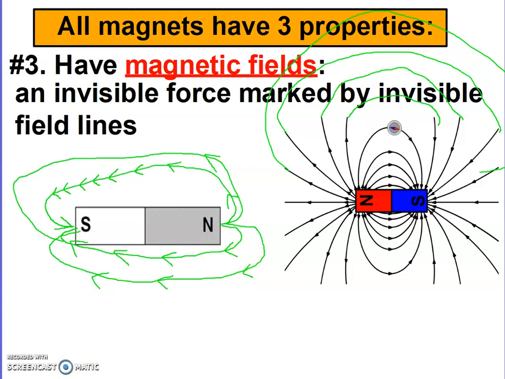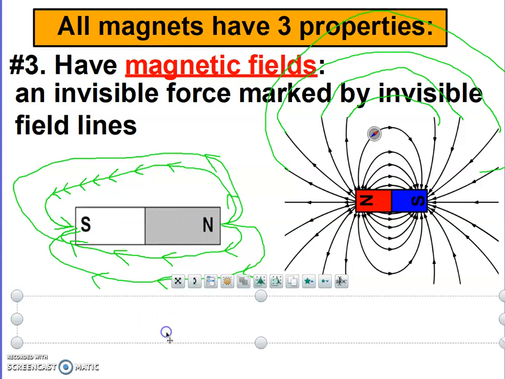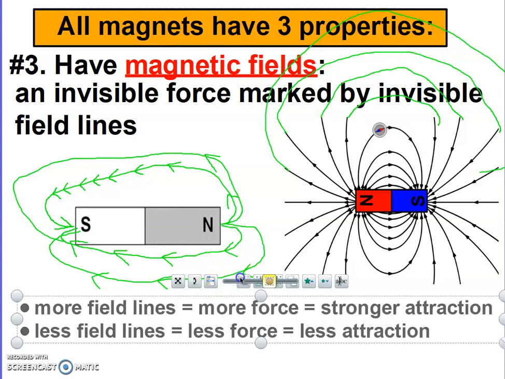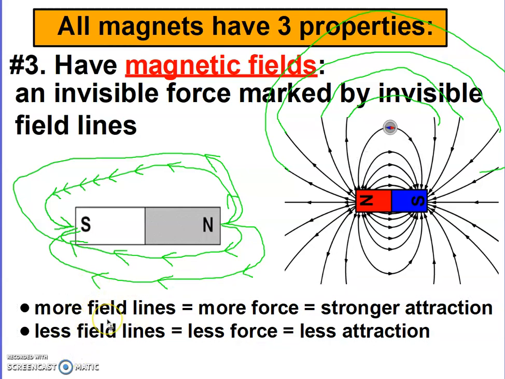Now, the very last thing on this particular portion of it, that they have three properties, is that there's two bullet points that you need to fill in as well. The more field lines you have means that you're going to have more force and a stronger attraction, meaning that your magnet can pick up more things. The fewer field lines you have would represent an object that has less magnetic force and therefore attracts fewer objects and does not have the strong magnetic field that everything else would have.